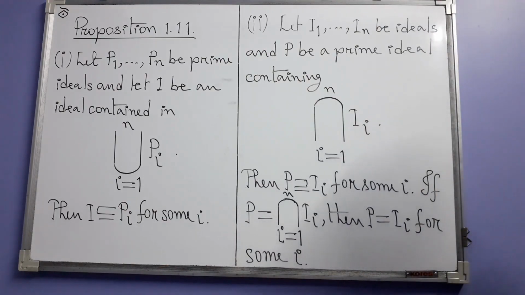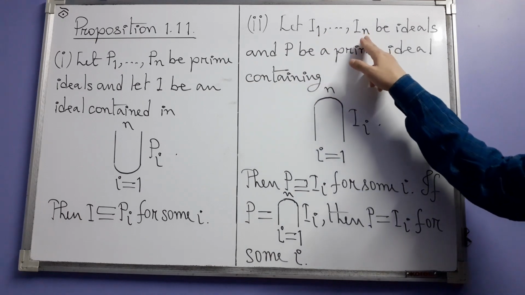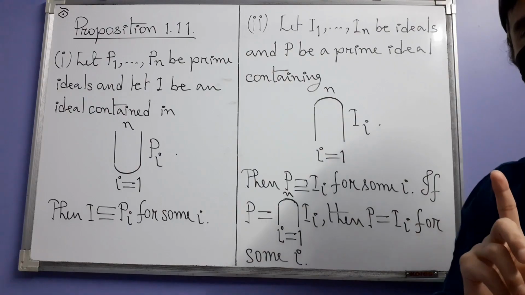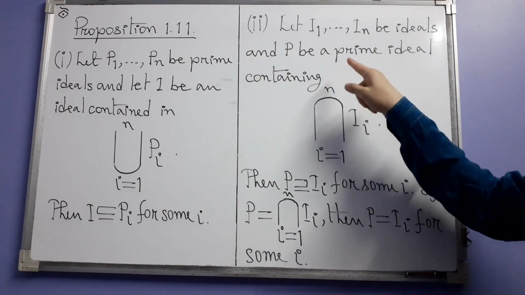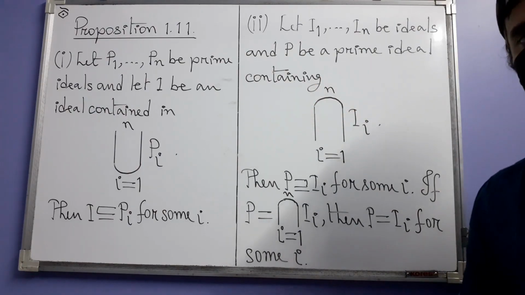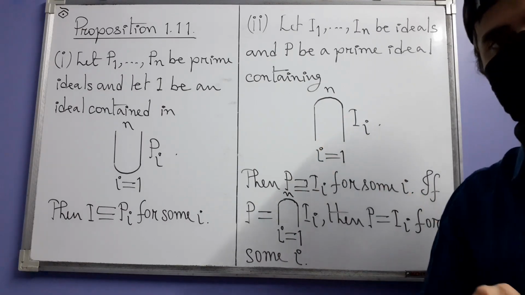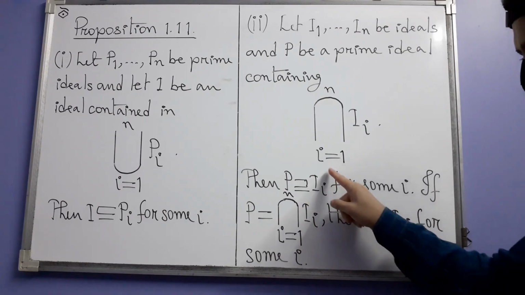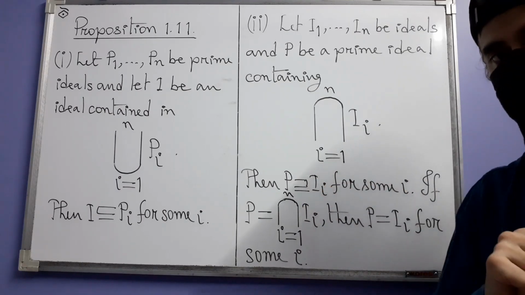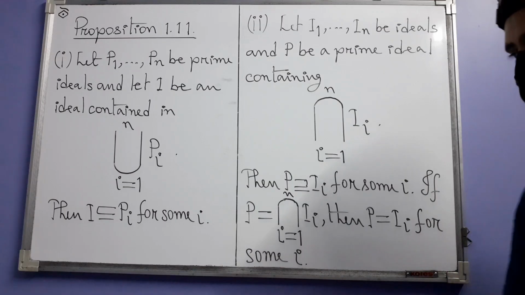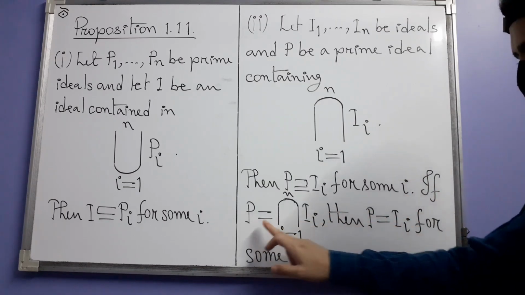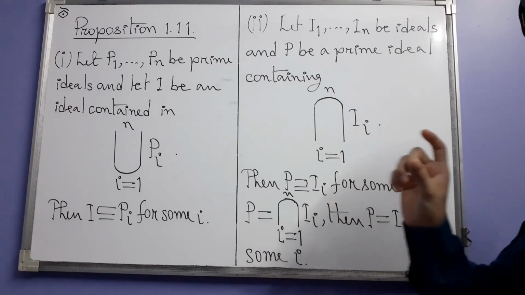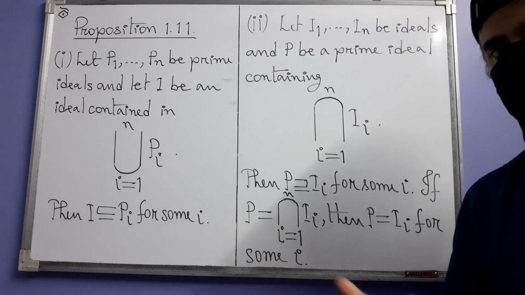And in part 2, there are a number of ideals Ii and there is one prime ideal P, and this time P contains this intersection. That means this intersection is a subset of P. We then have to prove that P contains some Ii entirely for some index i. And additionally, if P equals this intersection, then P has to be equal to some one of these Ii's. So let's see the proof.